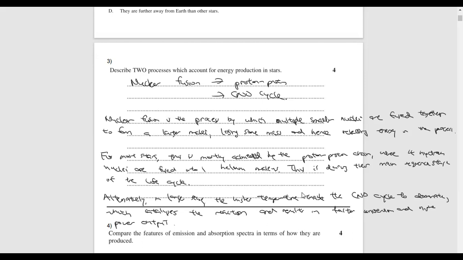The two processes they're really talking about here are the proton-proton chain and the CNO cycle. They're both part of nuclear fusion, which we've given a brief description of. We've described what type of stars go for proton-proton, which is most stars, and which stars go CNO, which is the larger stars that have a higher temperature. Basically because they're bigger, their gravity is stronger. Because the gravity is stronger, they pull in more, and because they pull in more, the temperature gets higher.